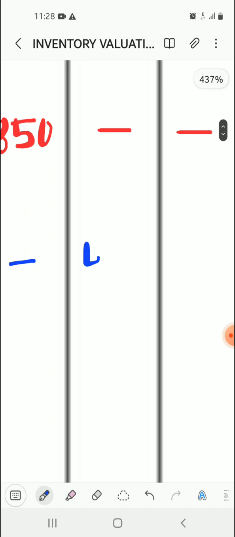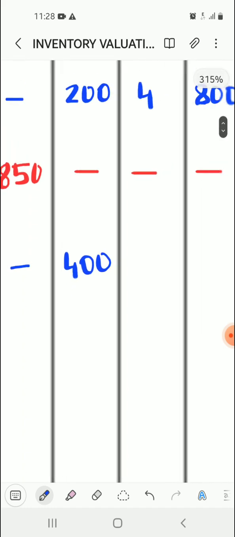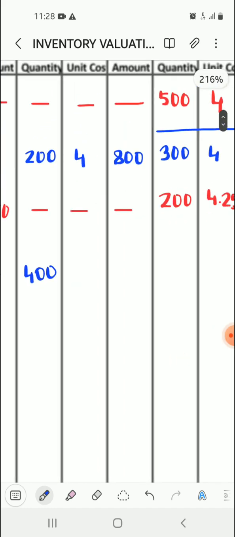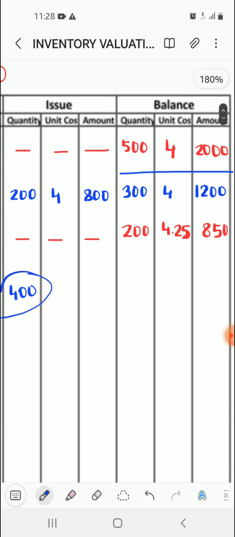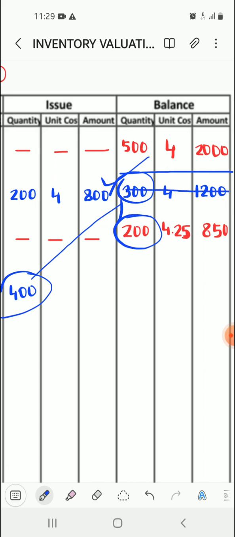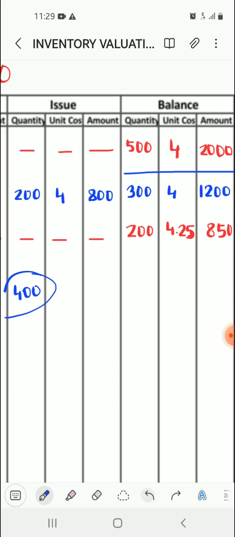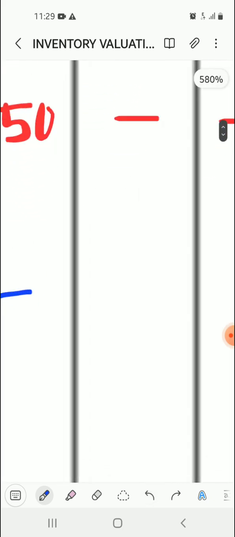You can see we are following FIFO, which means first in, first out. So this 400 will be taken from this lot first, and then the remaining 100 from the next lot. We need 400. We have got 300 of the previous lot. So this 300 will be gone, and the rest 100 will be taken from the 200 lot. So let's do it. We're going to split 400 into two parts. First part will be 300.